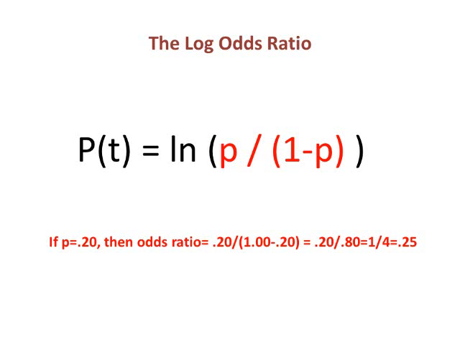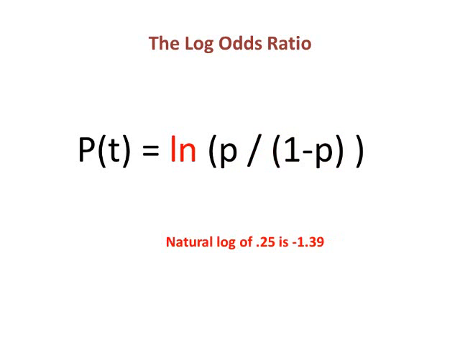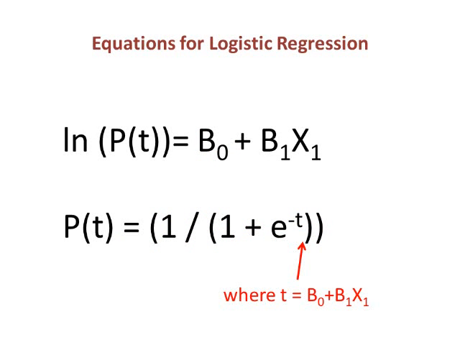0.25, as you know, is 1 over 4. For every time the event happens, it does not happen 4 times. We then take the natural log of the odds ratio, which in this case gives us a log-odds ratio of approximately minus 1.39. Here's the full equation for logistic regression shown 2 different ways.